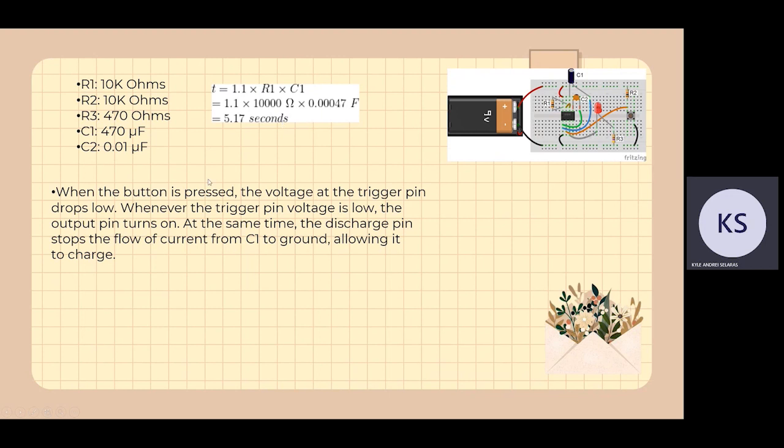When the button is pressed, the voltage at the trigger pin drops low. When the trigger pin voltage is low, the output pin turns on. At the same time, the discharge pin stops the flow of current from C1 to ground, allowing it to charge. So this is the monostable operation of a 555 timer.